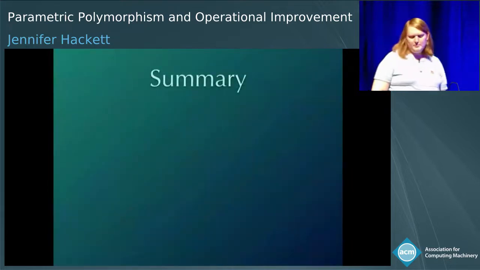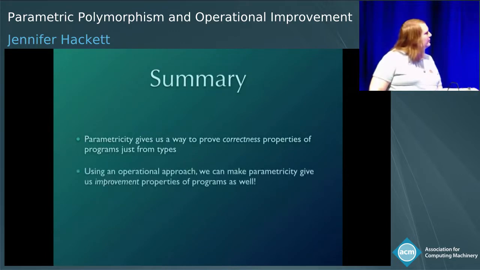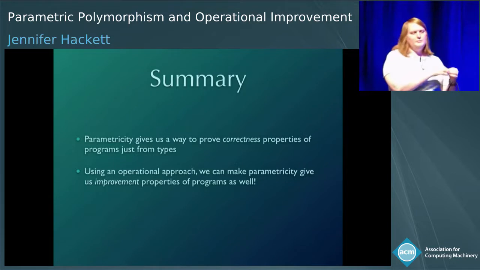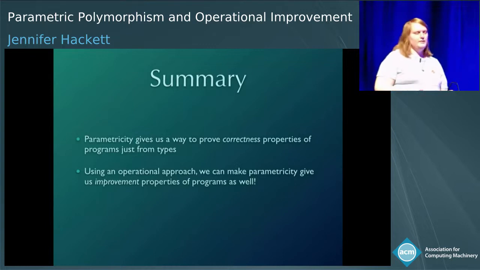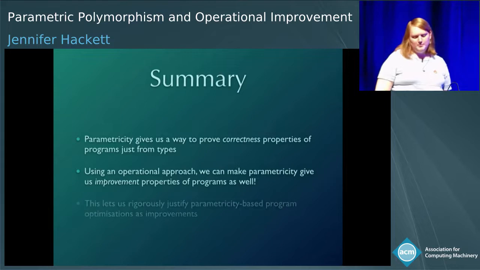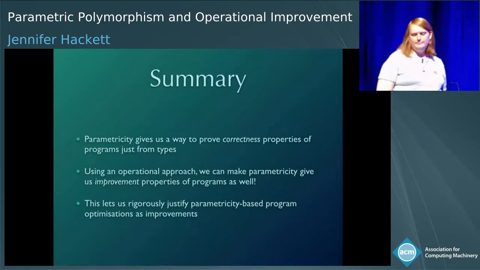Like I said, with parametricity, we can prove correctness stuff just from types. But now we can also get improvement properties. We know that these correctness results have some meaning when considered in the context of efficiency as well, which means that if you have an optimization like shortcut fusion that's based on parametricity, you can justify it. You know that it's an improvement.